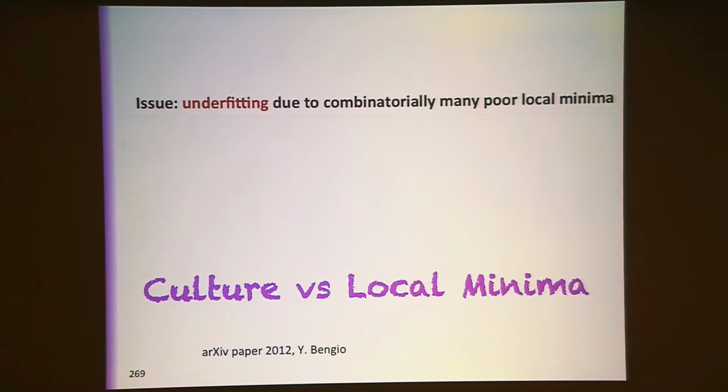So one of the issues that I mentioned was important in training deep nets is underfitting. In other words, there's a difficult optimization problem when you actually train. And we've seen there's probably combinatorially many local minima, and probably many of them are poor. So I'm going to present some hypotheses that need to be tested to try to explain how humans might be able to get around that optimization problem to some extent.